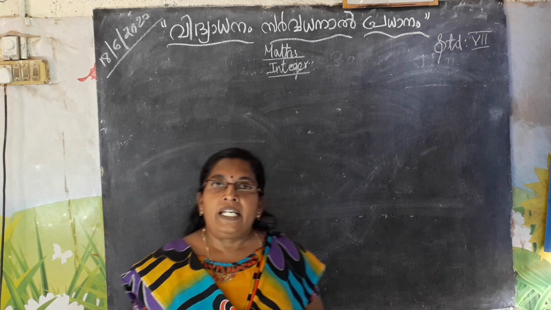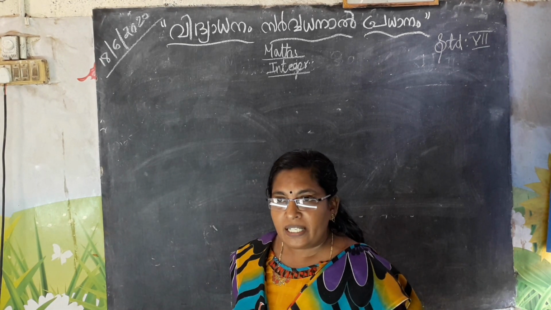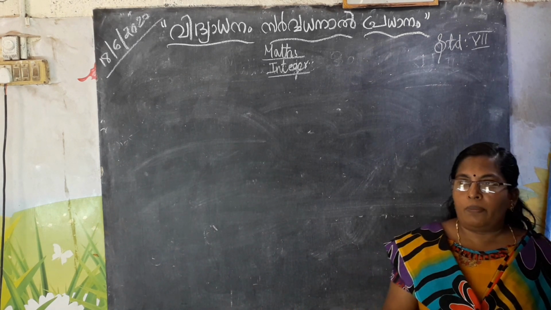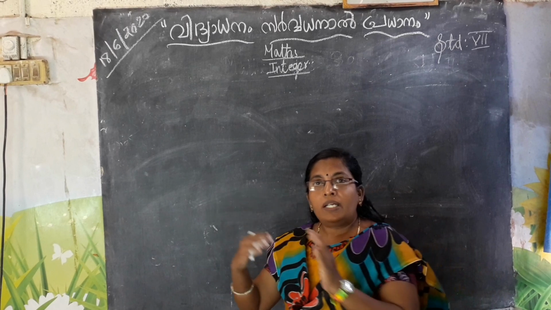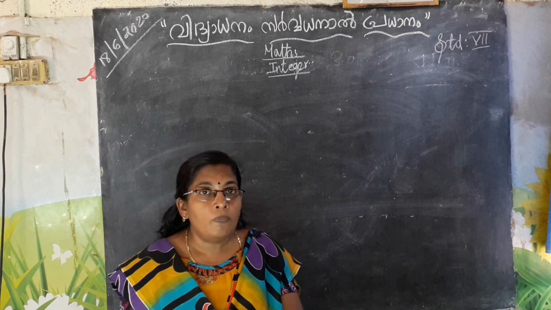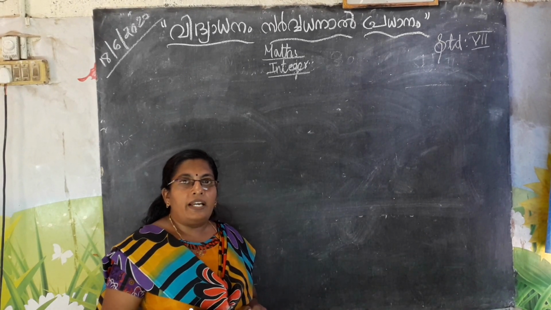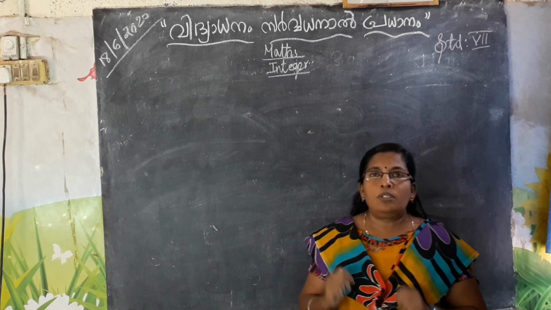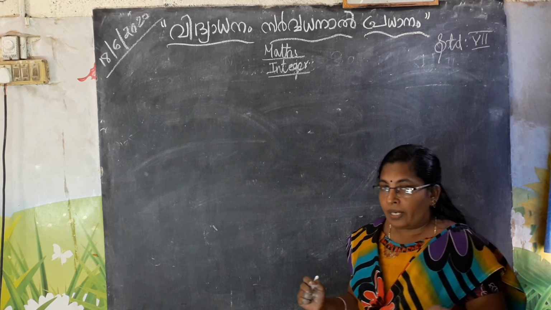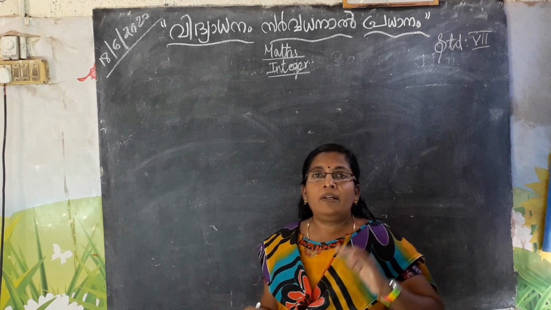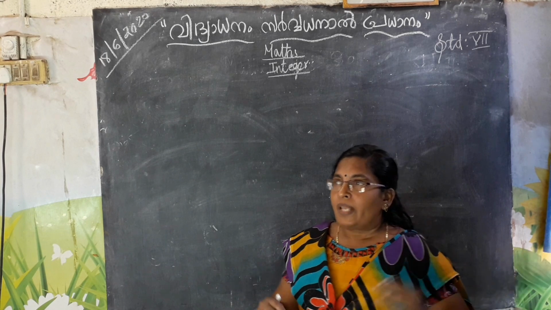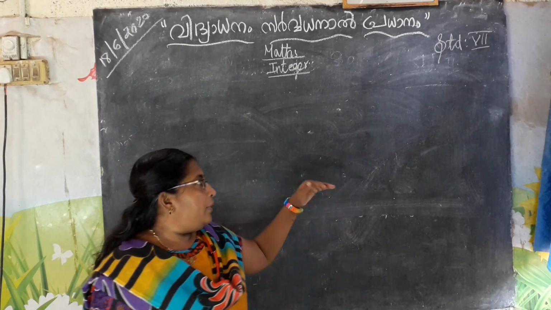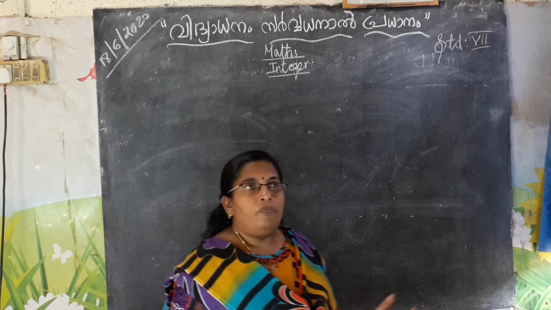What is the chapter? Integers. What are integers? An integer is the combination of positive numbers, negative numbers and also 0. On the number line, we write positive numbers on the right side and negative numbers on the left side. We can continue.